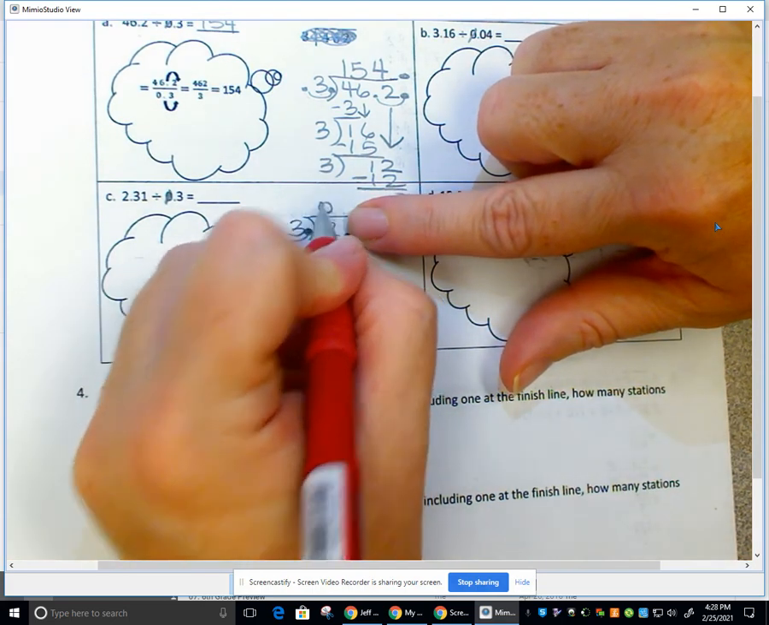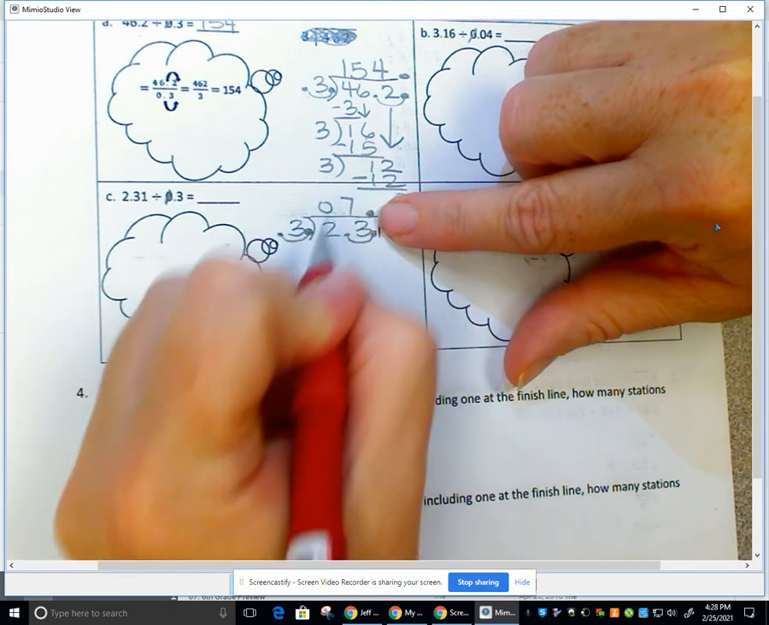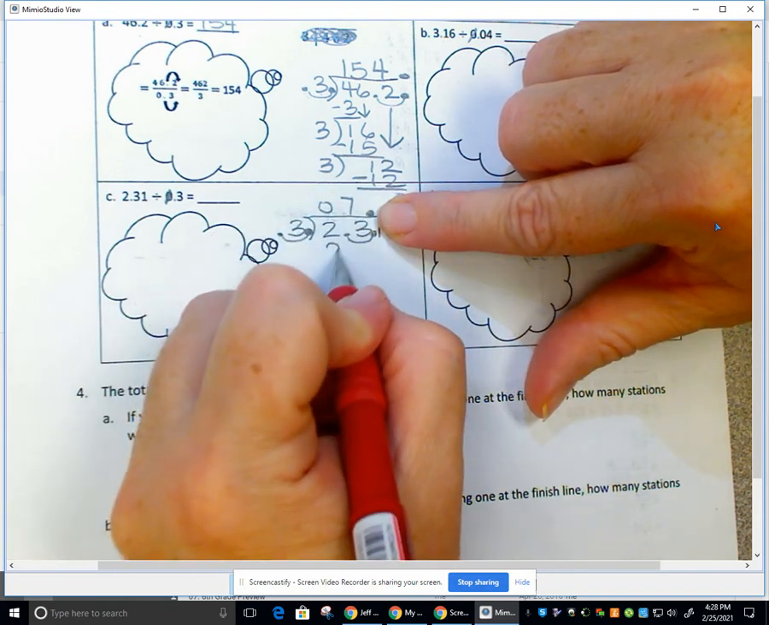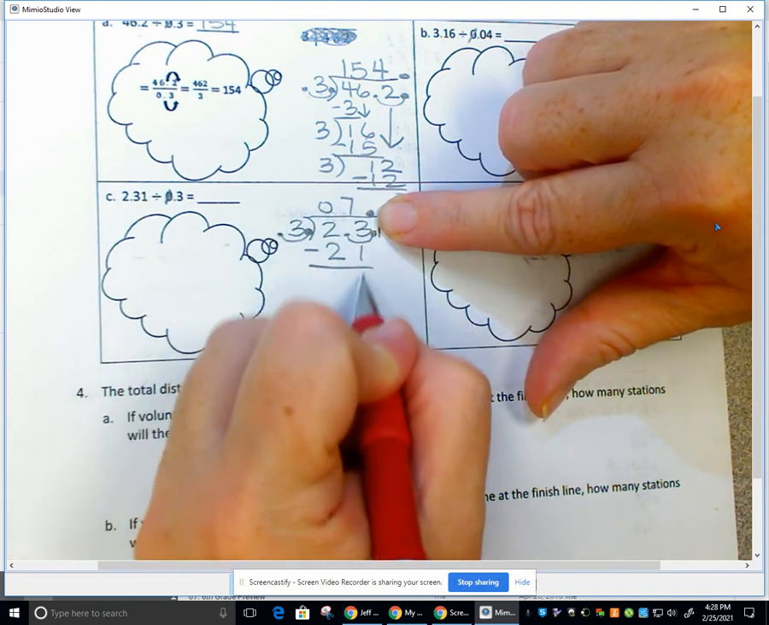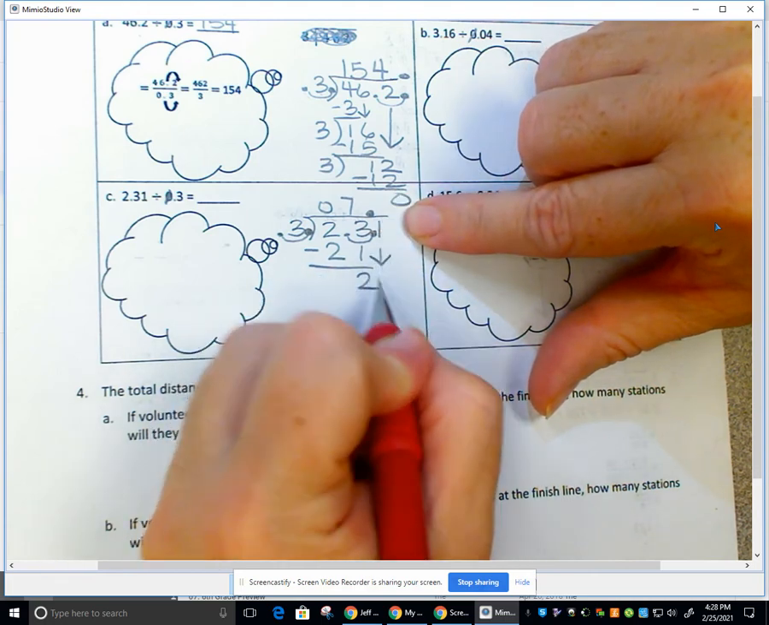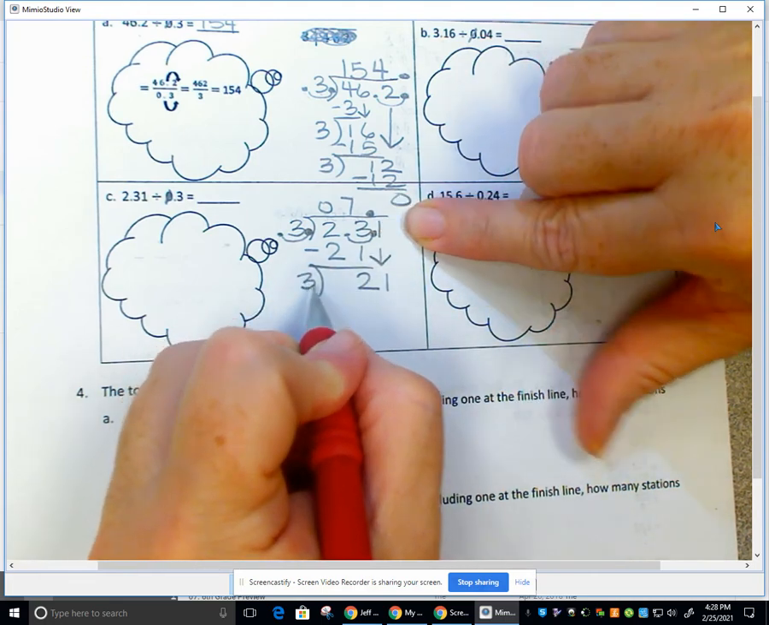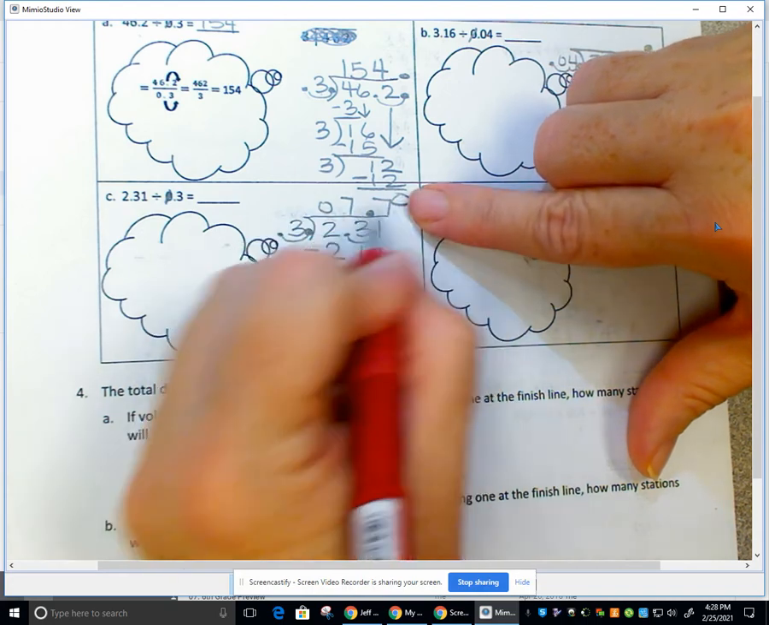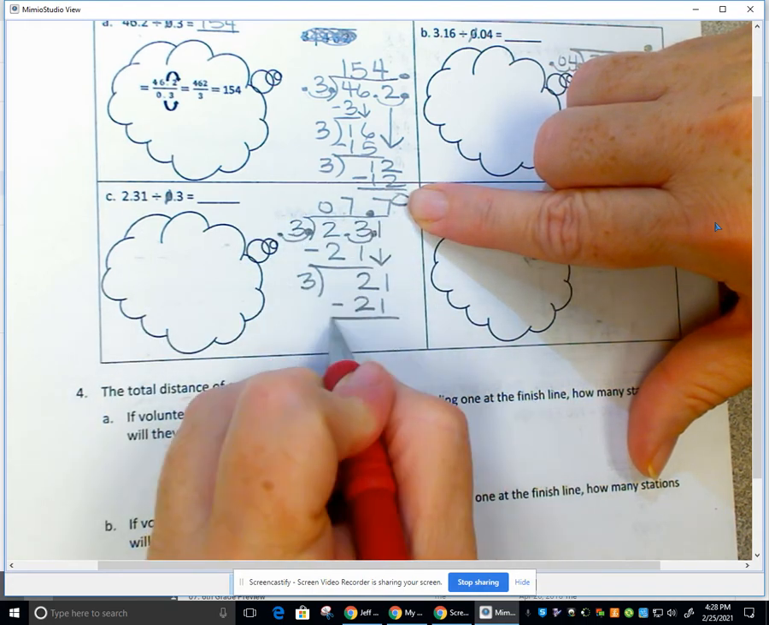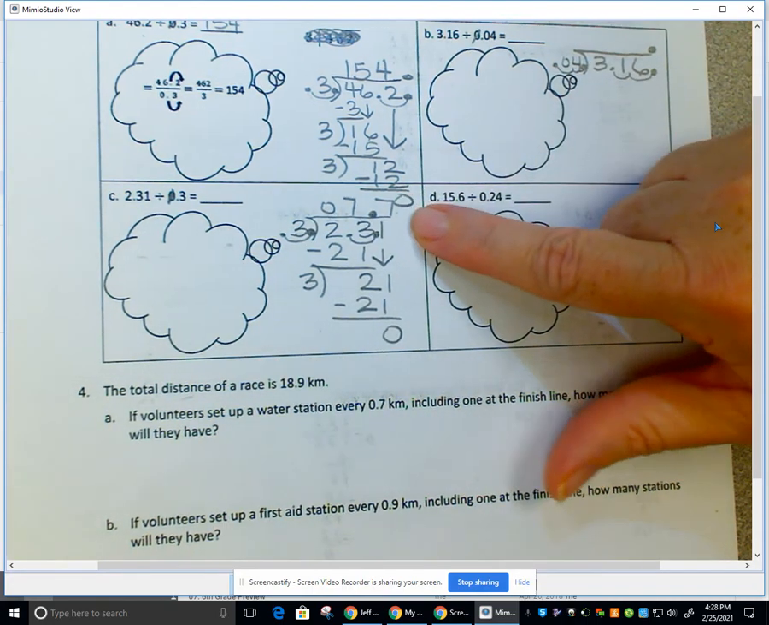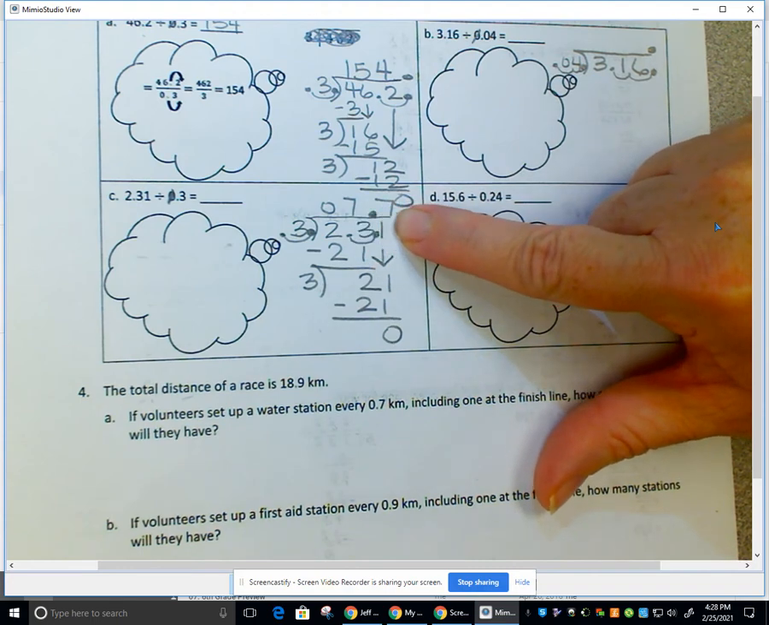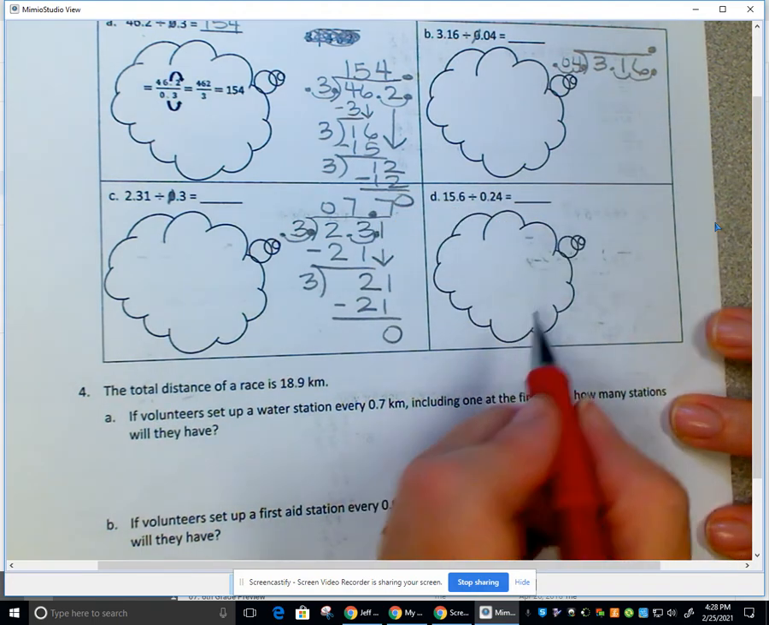3 won't go into 2, but it'll go into 23. 7 times. 3 times 7 is 21. Subtract, that's 2. Bring down a 1. 3 goes into 21 7 times. 7 times 3 is 21. Subtract 0. So there's my answer, 7 7/10. All right, let's come look at this one.